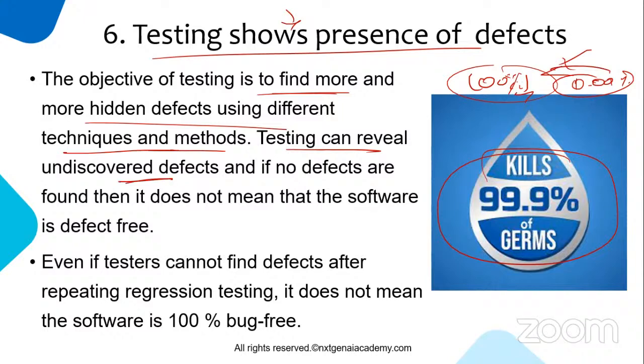You found it, you fixed it, then you gave it to prod. But if no defects are found, it does not mean the software is defect free. Even after QA1 environment, QA2, pre-prod, production, SIT, UAT, you can still find a defect in production. It's possible. That is what they are saying: testing shows the presence of defects.